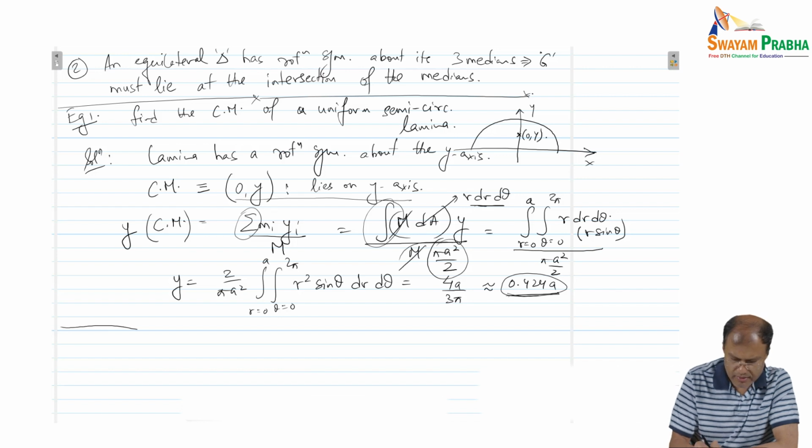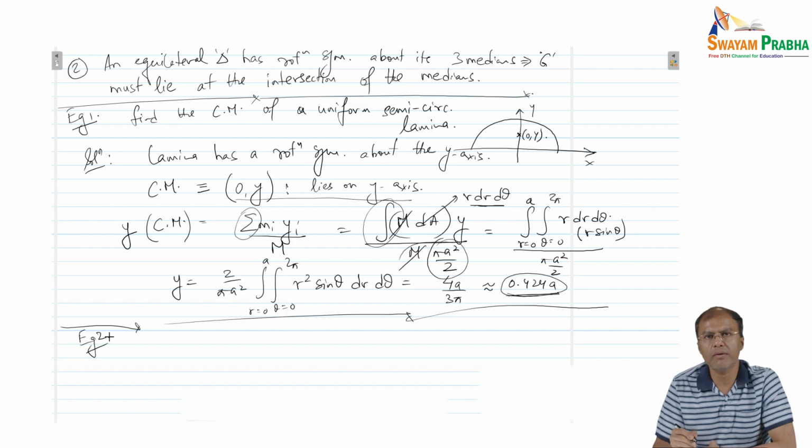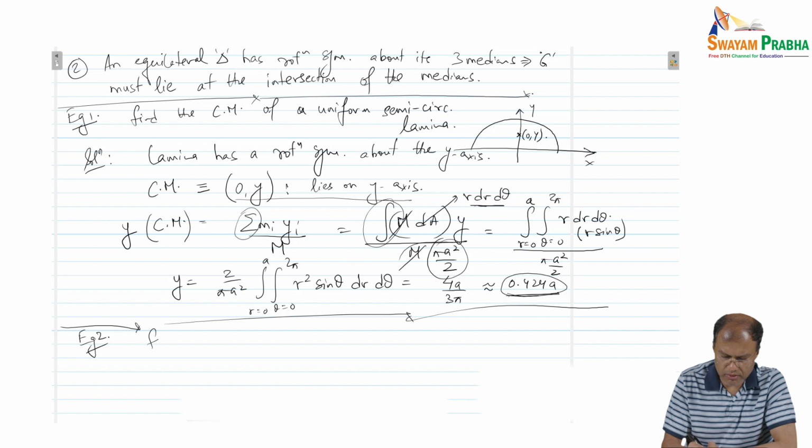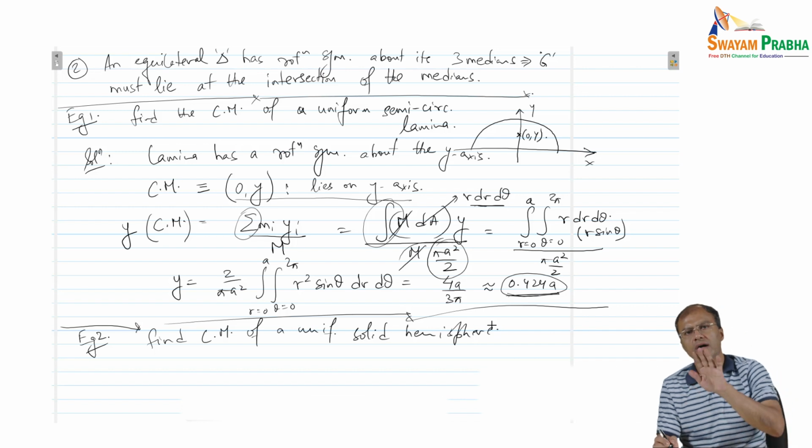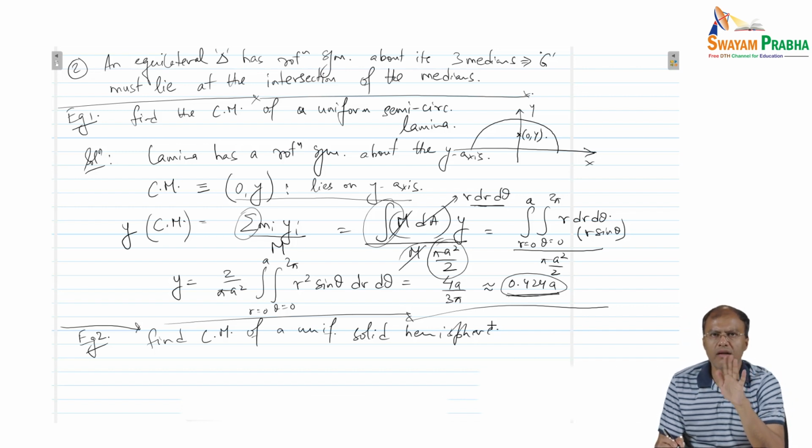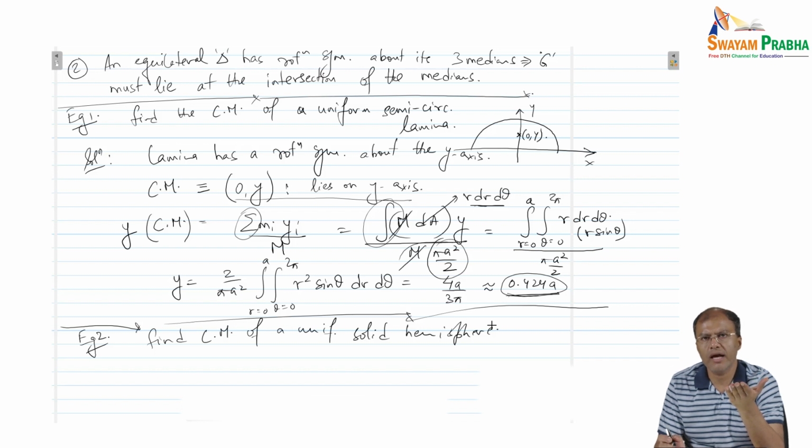Okay, so here is one more example. We can extend this first example from a semicircle to a hemisphere. So the problem says find the center of mass of a uniform solid hemisphere. And of course the hemisphere has a reflective symmetry about, let's say, the xy plane, and also it has a rotational symmetry about the z axis, right?